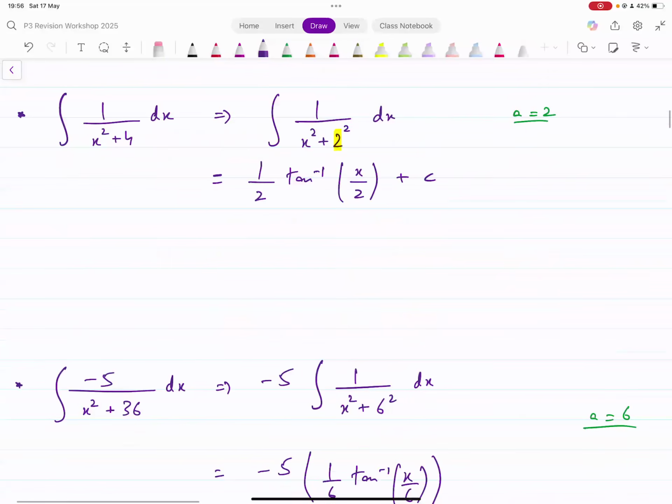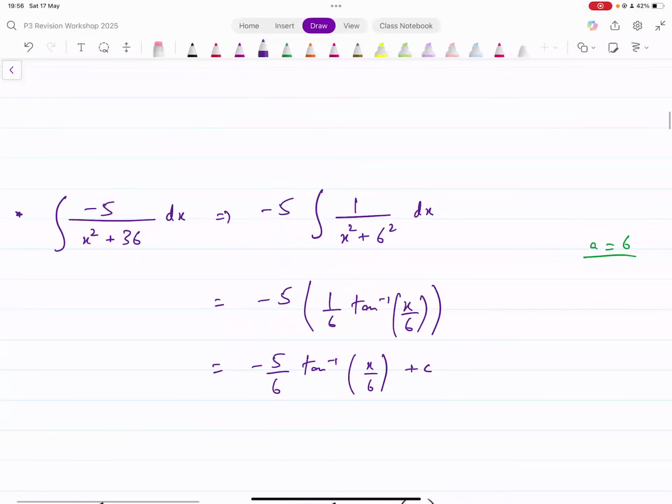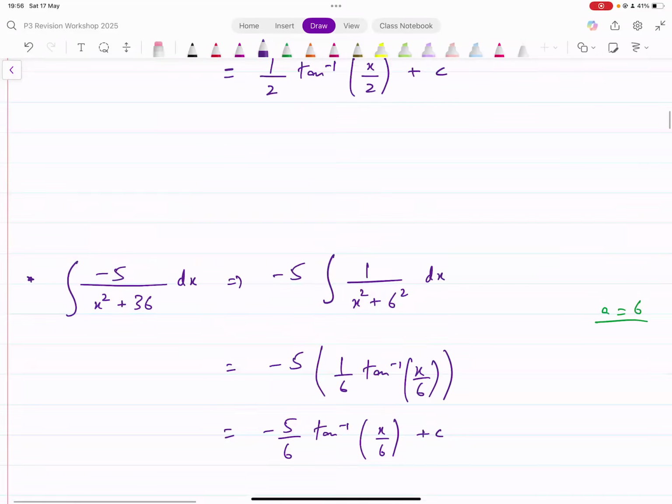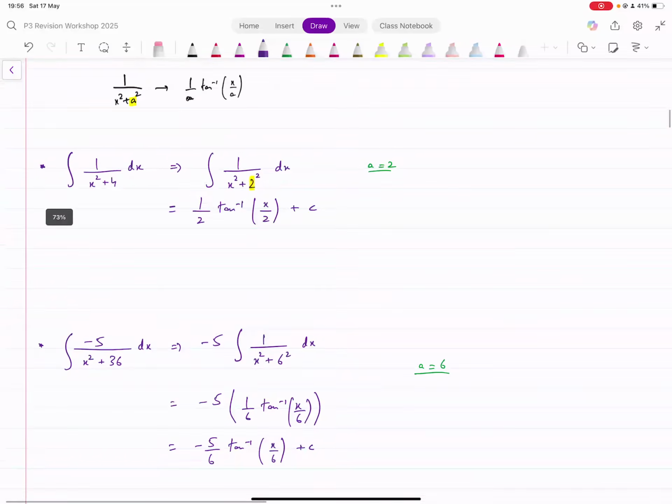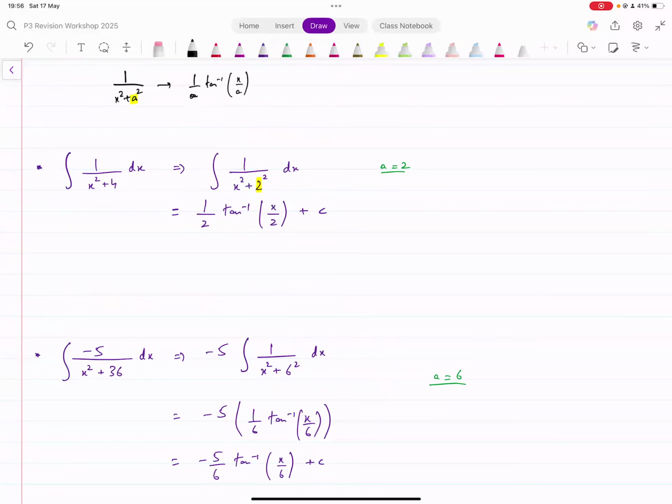Similarly, you could have something like this: minus 5 over x squared plus 36. How do we use that rule here? The rule is, if you have 1 over x squared plus a squared, that integrates to 1 over a into tan inverse of x over a. Now, in this case, we've got minus 5 in the numerator. If you want, you can write minus 5 outside, and that just leaves you with 1 inside. So that becomes that form. In the denominator, you have x squared plus 36.